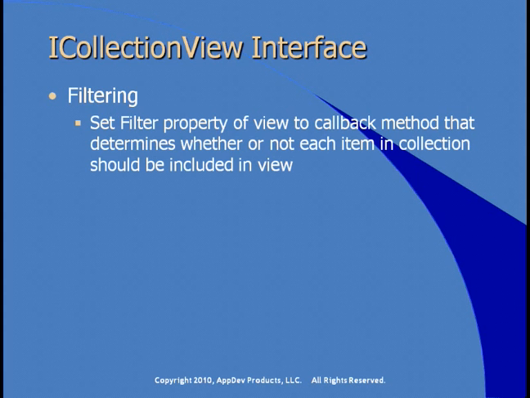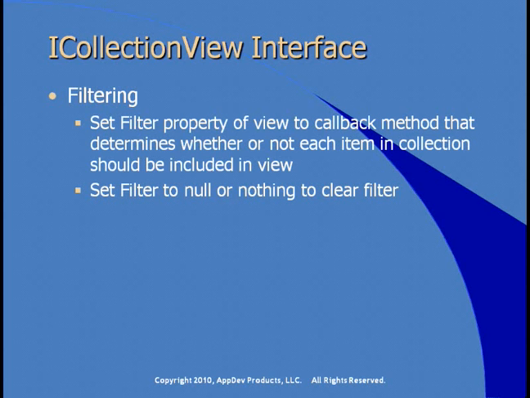If false, then the customer doesn't show up. It's still in the underlying data source locally, but it's just not in the view. And then to clear the filter, you set the filter to null or nothing, depending on whether you're using C# or VB. And at that point, every item in the view would appear in the user interface.